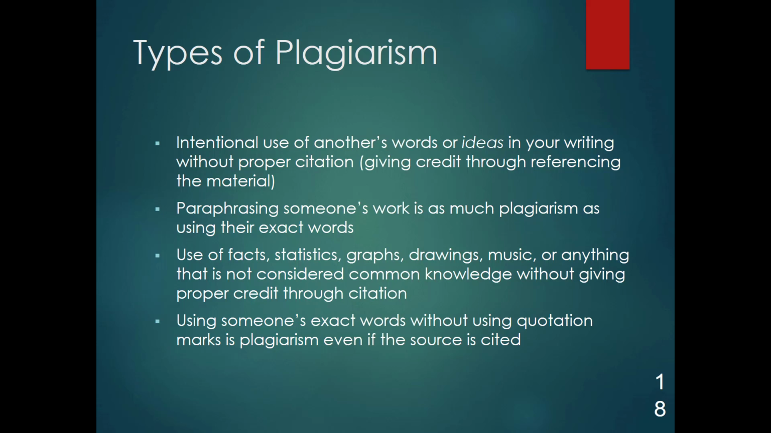Using someone's exact words without using quotation marks is plagiarism, even if the source is cited. So let's say you decided to use word for word and you cited the source. You put the author's name and the year, and you felt like, oh, I cited it. Well, you still need to add quotation marks. Remember, if it's their exact words, you need to put quotation marks. The only way you don't use quotation marks is if you change it into your own words. So if you paraphrase, then no quotation marks. However, if it's word for word, don't forget your quotation marks. Don't forget to include the page number in the citation as well.